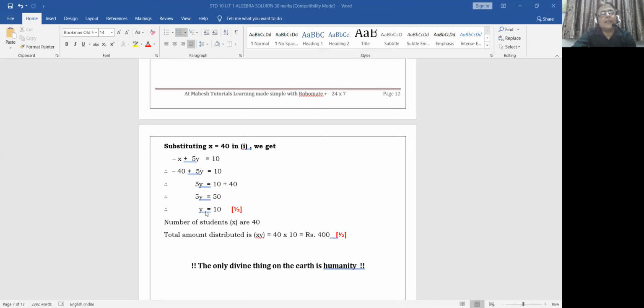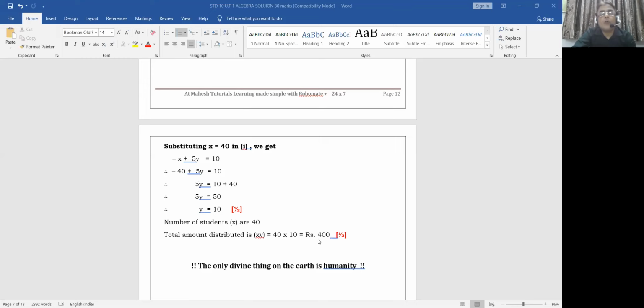So sir, what is this 10 here? 10 is the amount each child gets. But this is not asked in the question, so I will not write it. They have asked the total number of students; I have written 40 there. They have asked the total amount distributed; I have written here rupees 400.